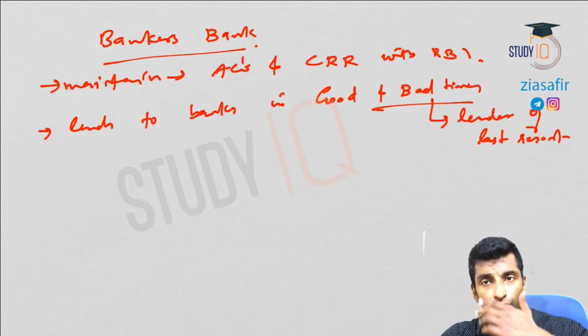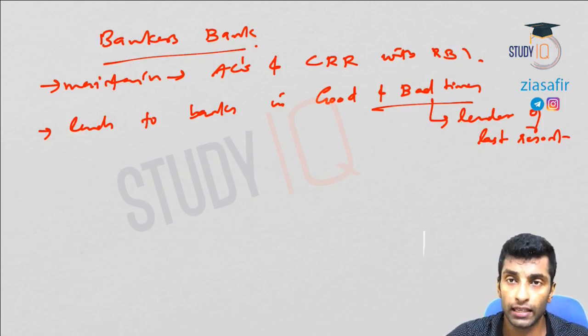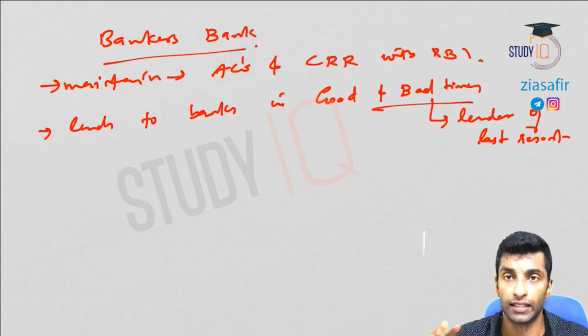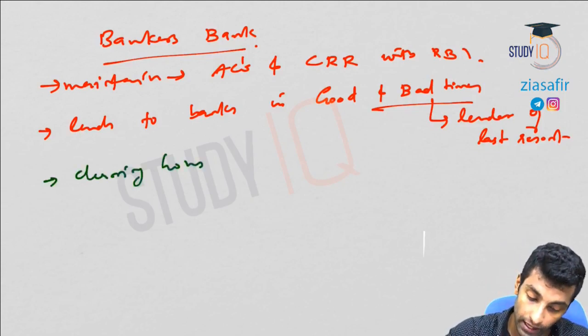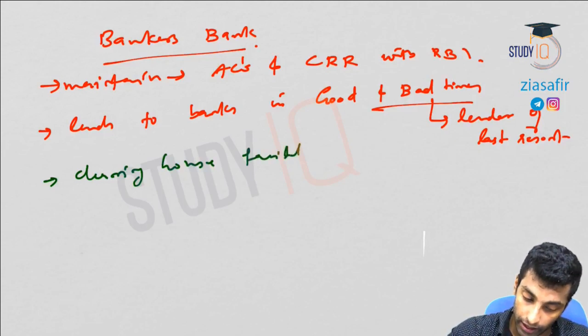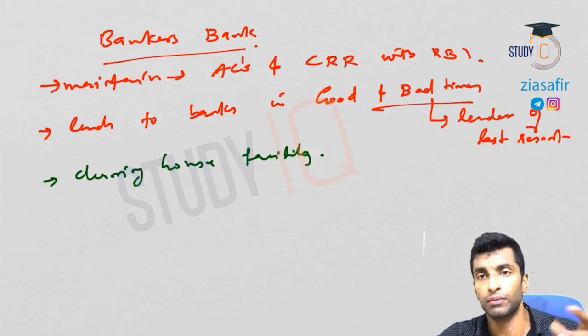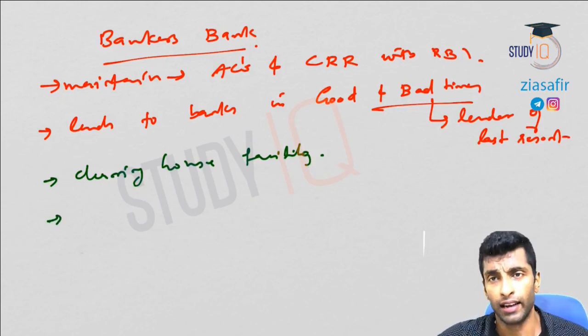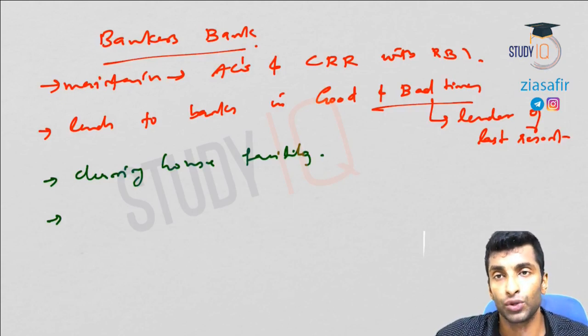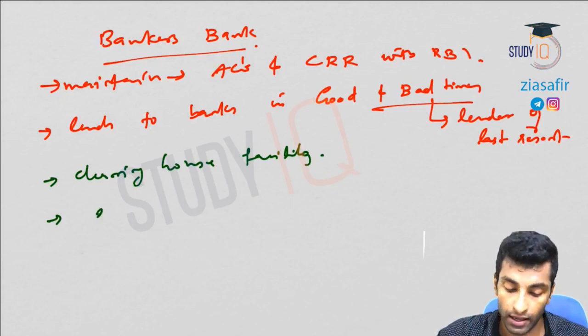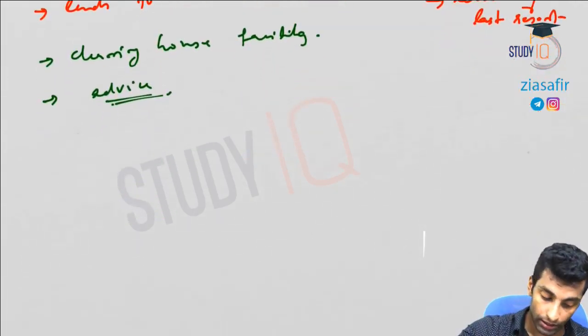And next, it provides clearinghouse facility to settle the interbank claims related to checks and everything, ATM transactions and all these things, like using each other's ATMs, checks, etc. Okay. And like what I've discussed in case of government, here RBI advises the banks to do and not to do certain things.